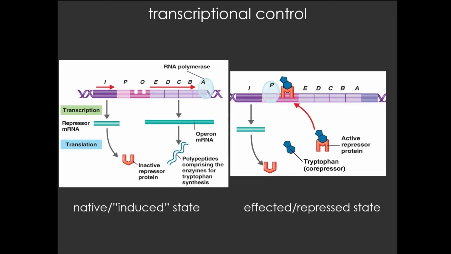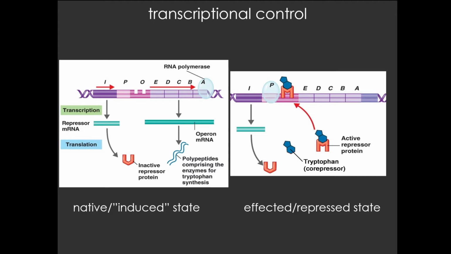Unlike the inducible operons, which typically control enzymes which catabolize food, repressible operons are typically involved in the building of cellular products like tryptophan, an amino acid, which is used to produce proteins. If you look on the left-hand side, you'll notice again we have the native state of the operon. But unlike the operon that we looked at before, now we have an operon whose native state is to be turned on, to be induced.